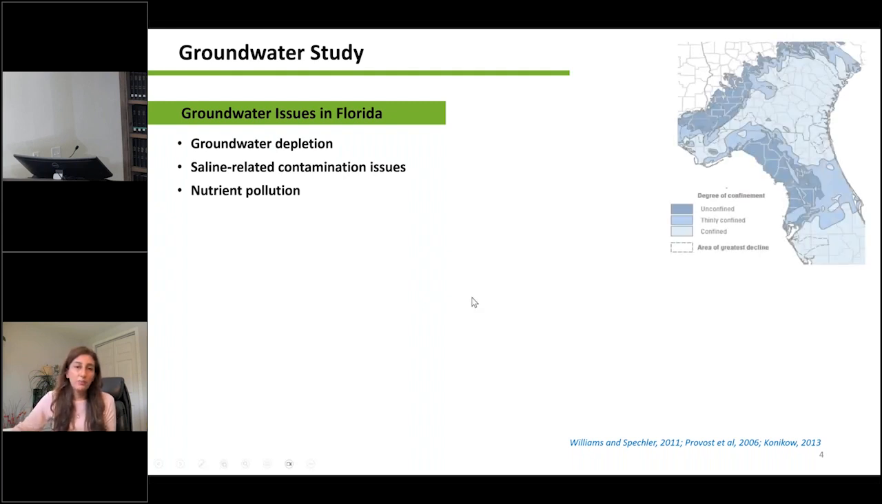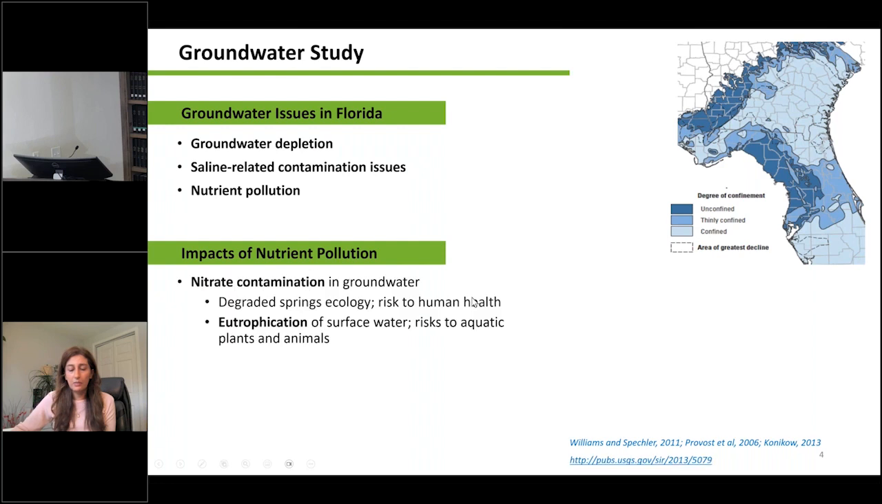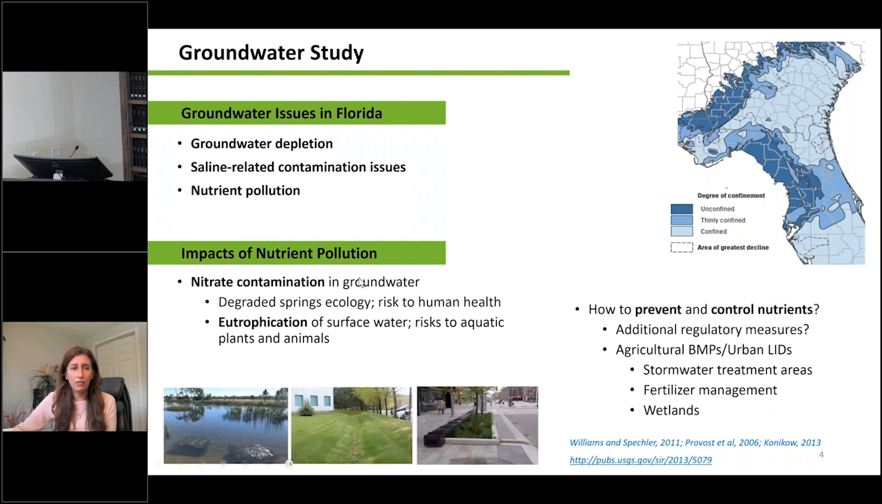But in general, nitrogen in the form of nitrate is the most widespread non-point source pollution in Florida. There are many impacts of nutrient pollution. Nitrate contamination in groundwater ends up causing eutrophication in the surface water, specifically here where groundwater and surface water are very related, and when that happens, it comes with a risk to human health.